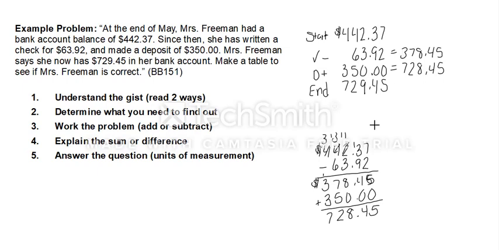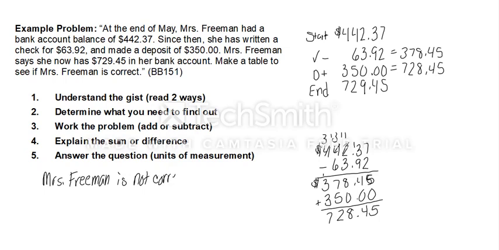So now let's answer the question with the correct units of measurement. The question is, make a table to see if Mrs. Freeman is correct. It's more of a command though. So is Mrs. Freeman correct? I see that she should have $728.45 in her account. She says she has $729, so then I can say Mrs. Freeman is not correct. So that is the answer to the question.